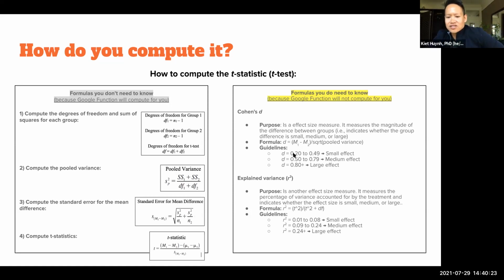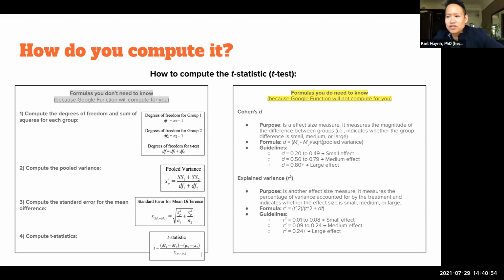The d value could be from 0 to 1.5 or 2. But there are three different levels, three different categories. The d value is small if it ranges from 0.2 to 0.49. It's medium if it ranges from 0.5 to 0.79. It's large if it's 0.80 or up. And what d really stands for is the standard deviation in the mean difference.